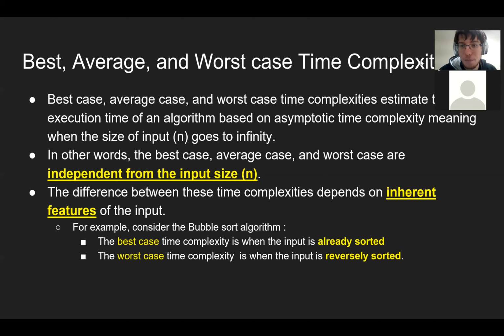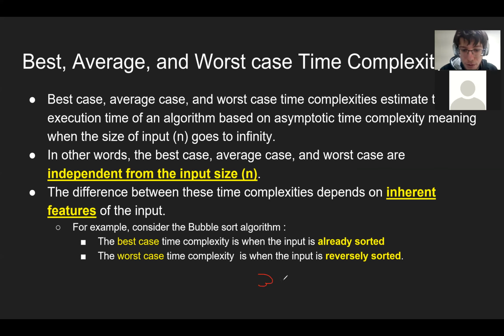If we had 1, 2, 3, then bubble sort is going to compare 1 to 2. It's not going to swap. It's going to compare 2 to 3. Not going to swap. So there are going to be no swaps, right? So as a result, that's our best case.